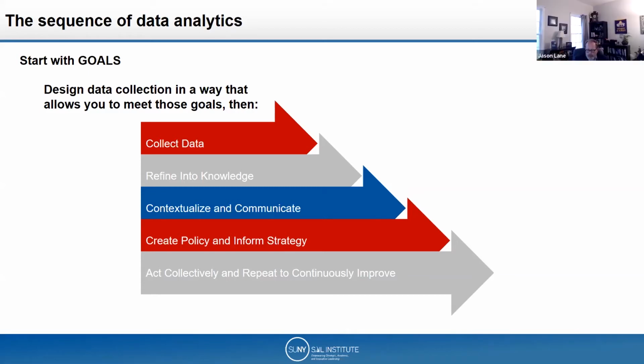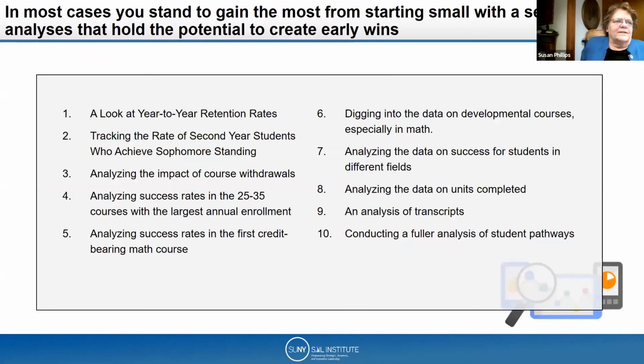No, I think you hit it pretty well. Great. So let me give you the big roadmap. This is the sequence of data analytics, the next slide.